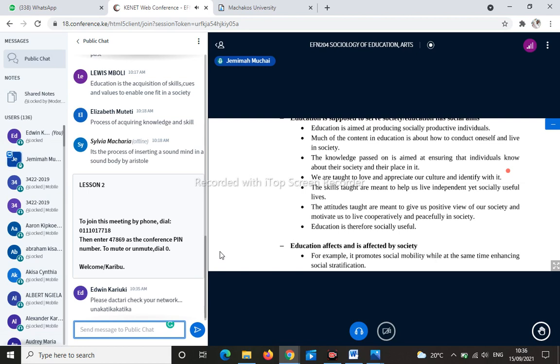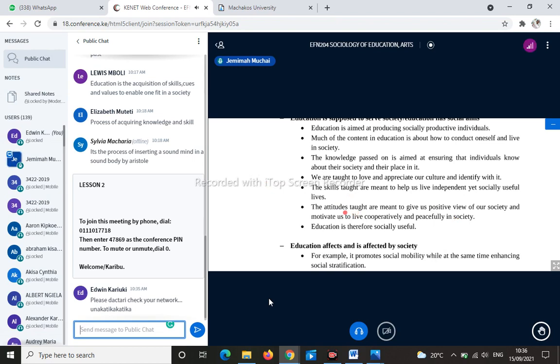For example, if you are Luo, you know what Luos do. You have been brought up to know some of the facts, the skills, the values, the morals, the beliefs of that culture. And as you learn about it, you love it and you appreciate who you are because of that. Then education will also assist in the attitudes. Attitudes taught are meant to give us a positive view of our society and motivate us to live positively, cooperatively and peacefully in society.